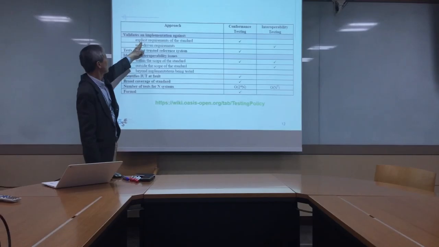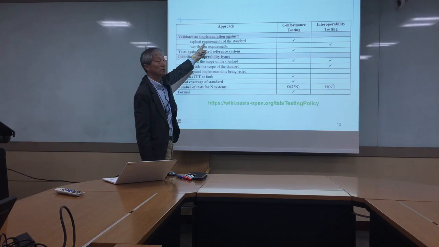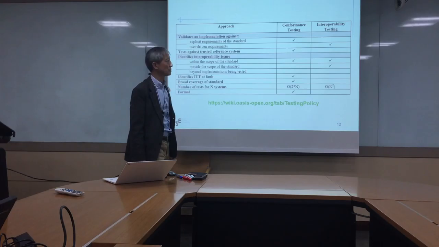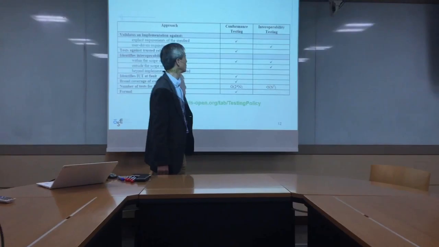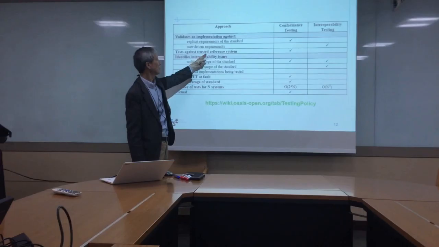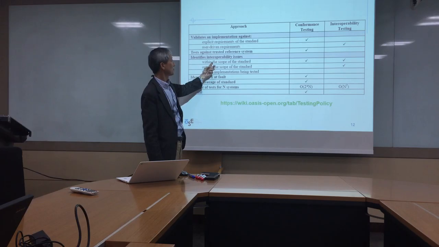Validate an implementation, a software implementation, against explicit requirements of the standard, written inside the standard. That's conformance testing. But this is a user view. The real situation in the industry, we need to have an interoperability capability. But for the official way, we are going to go to conformance. So, test against a trusted reference system, and then identify the interoperability issues. It is both going on, right?